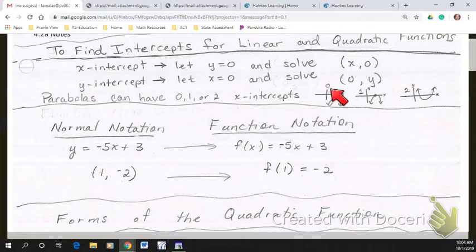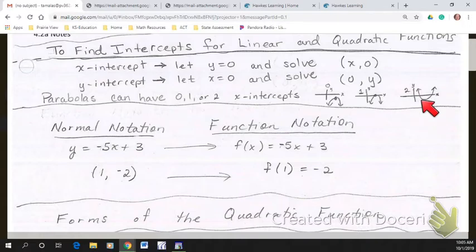It can have 0 x-intercepts if it looks like this, right? If it's in this quadrant headed down, it's never going to touch the x-axis. This one, the vertex is on the x-axis, and that point itself is the only x-intercept. So the vertex can be your x-intercept. And then in a case like this, you're going to have 2 x-intercepts.